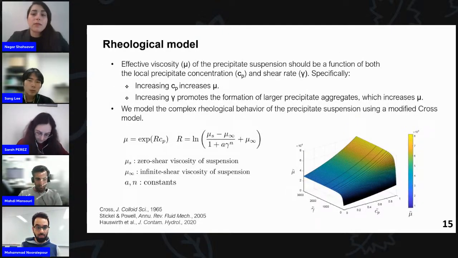From our experiments, we could see that the effective viscosity of the precipitate suspension should be a function of both local concentration of precipitation and also shear rate. So intuitively, increasing the concentration increases the effective viscosity, but also increasing shear rate increases the viscosity due to formation of larger aggregates. So in order to model this complex rheology behavior, we used a modified Cross model.